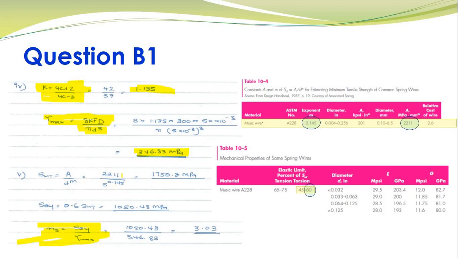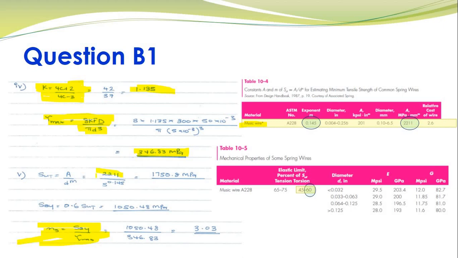Now you will say, how did I obtain these values over here? We know that we were given a spring which was made using music wire. So in table 10-4 we've got music wire, and we look at the values of m, right? So m was 0.145, and I will use this value, and A is given in megapascal mm to the power of m. So basically this small m is your exponent, so this value is 2216 megapascal mm to the power of m.